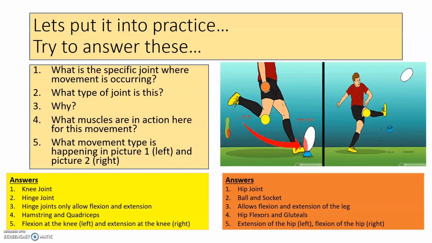And then finally, you could have answered through the hip joint. This again is a ball and socket type of joint. It allows flexion and extension at the leg. You could have mentioned that the 2 muscles working within the hip joint for that movement are the hip flexor and the gluteals, so the backside, and the hip flexor. And again, you've got the extension at the hip.